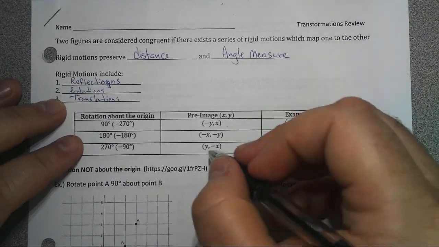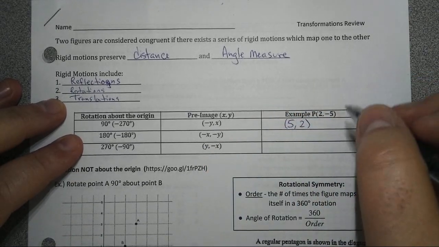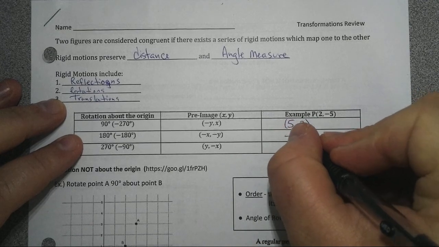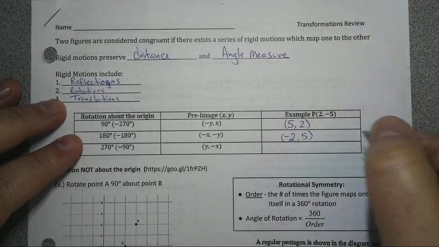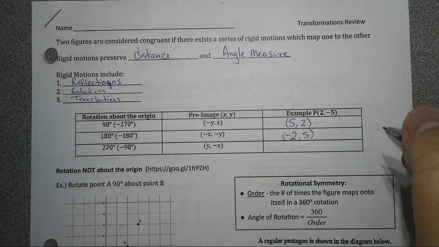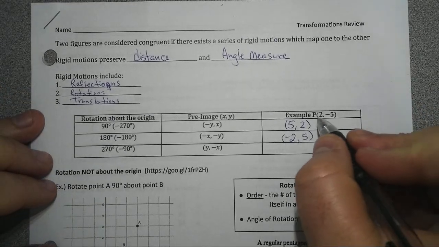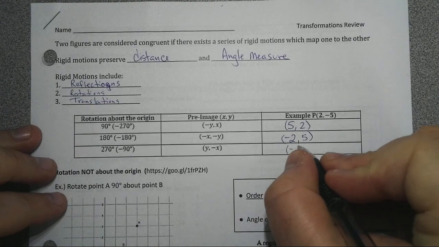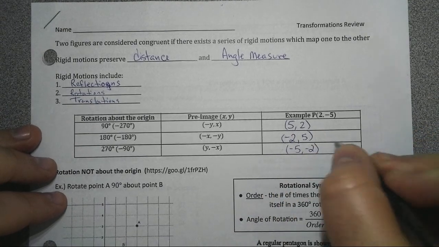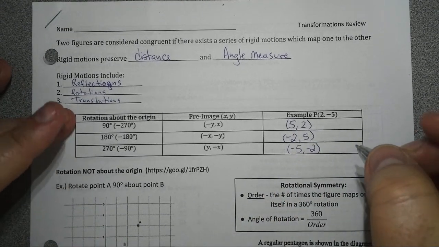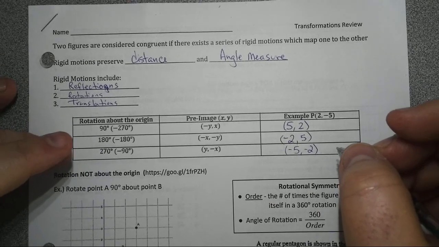Okay. 180 degrees, we negate both. So it would just be -2 and then +5. And then when we do 270, it's actually op and then swap. So we opposite and then switch them. So it's going to be -5, -2. Right? So it's swap and op, negate both, op and swap. All right?